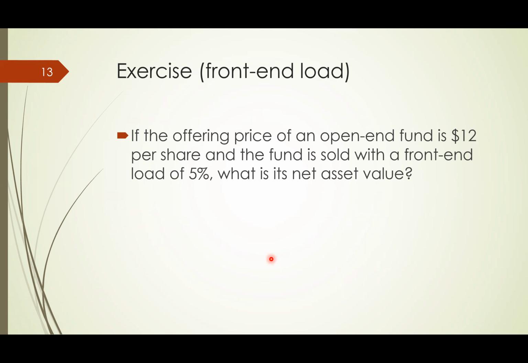And the exercise here asks you to calculate net asset value, which is going to be the total price, $12, times 1 minus the percentage load, which turned out to be $11.40.